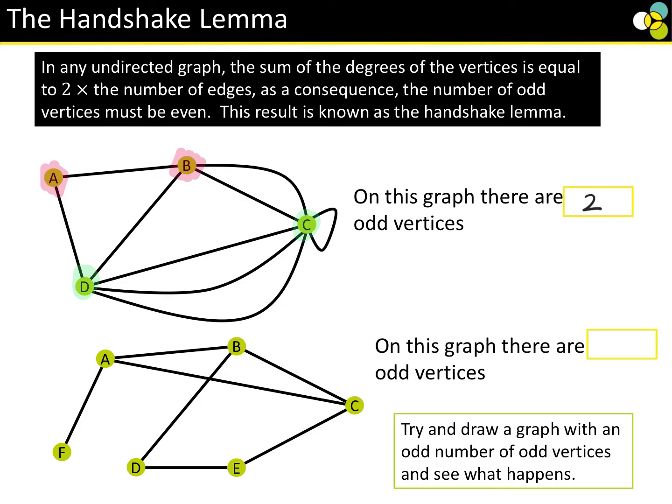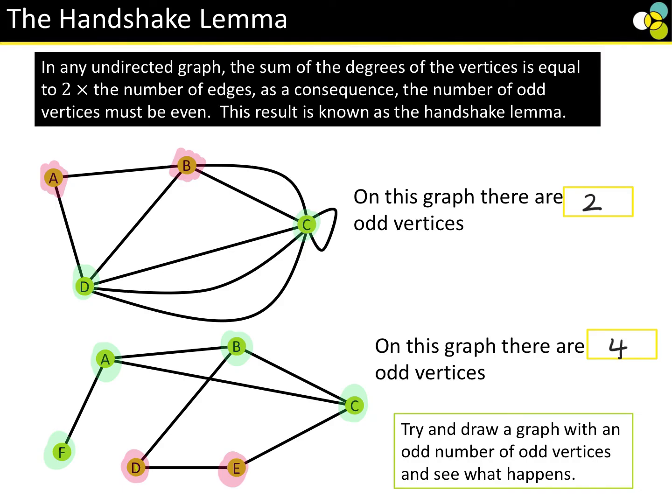So, they're saying that there will always be an even number of odd vertices. If we have a look at the second graph, A is odd, B is odd, C is odd, and D and E are even. So I've got 4 odd vertices.